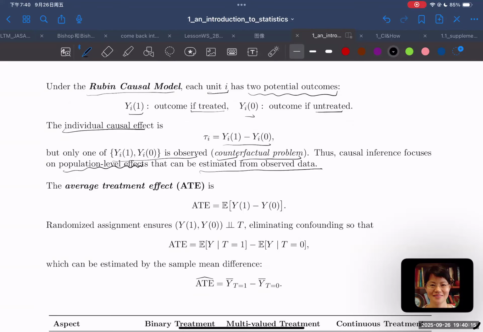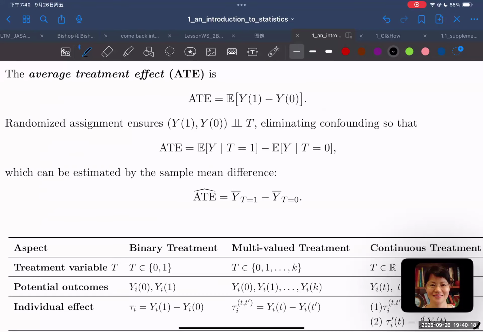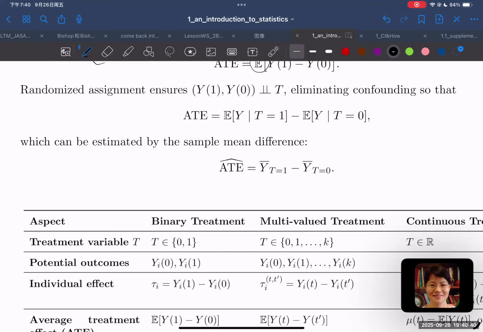Causal inference focuses on population-level effects that can be estimated from the observed data. Here we need to introduce a concept, the average treatment effect, ATE. Average just means you take the average of the treatment effects, like Y1 minus Y0. Randomized assignment ensures this, trying to eliminate the confounding, so that your ATE would be just this.